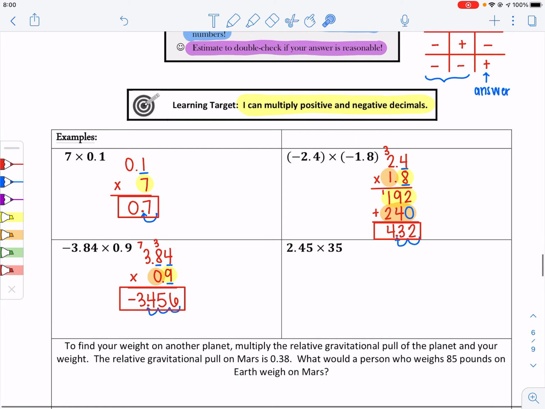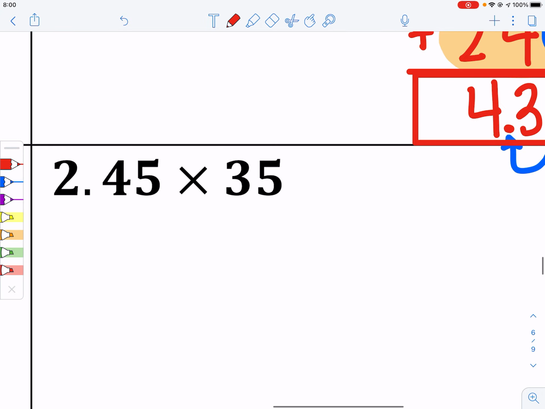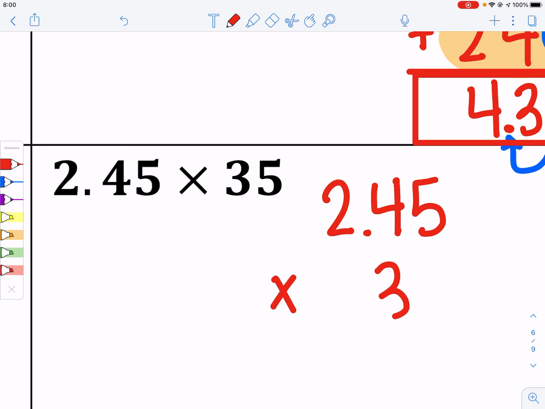All right, one more we're going to do. Let's take a look at this one, and I'll help you set it up, and then I just want you to give me your final answer. So it's 2.45 or 2 and 45 hundredths times 35. Remember, your longest, not largest, your longest number goes on top. This is 3 digits, this is 2 digits, so I know that this number is going to go on top. So I'm going to put 2 and 45 hundredths times 35.